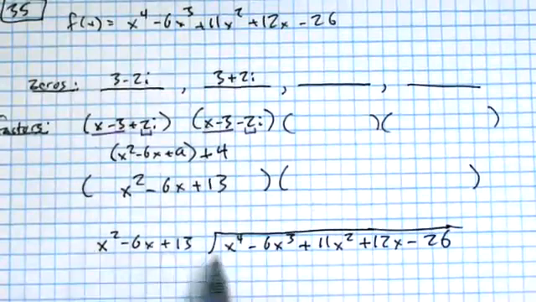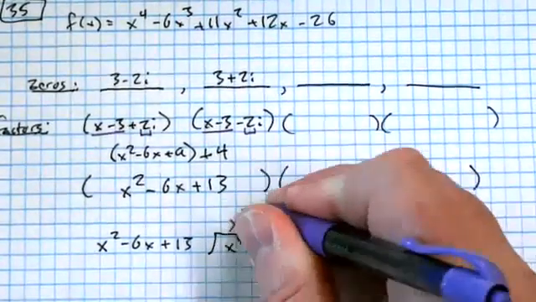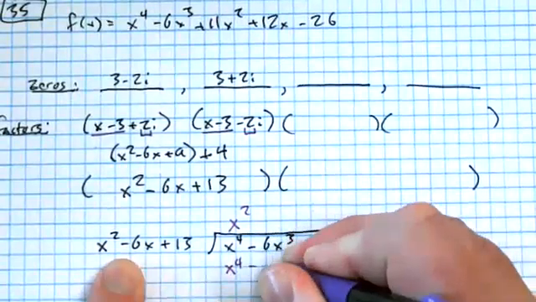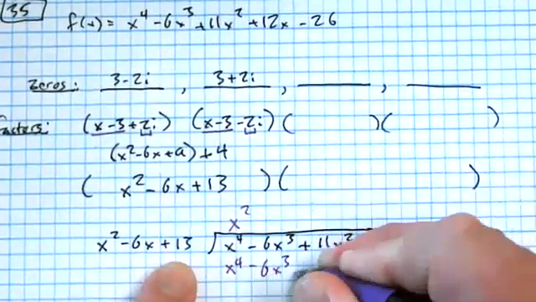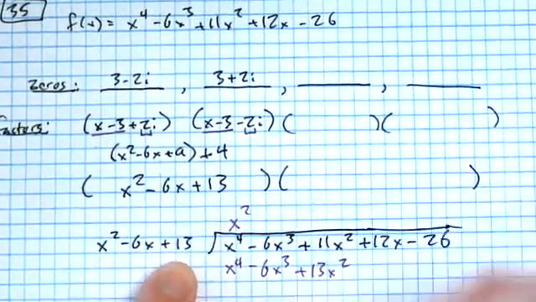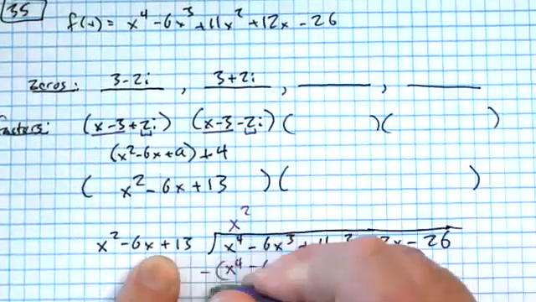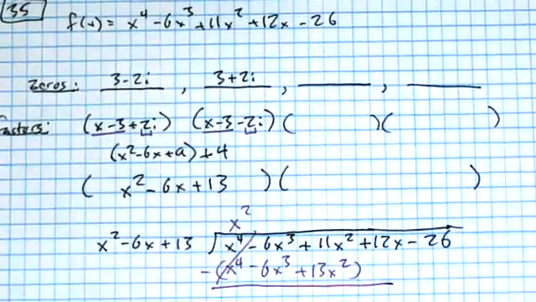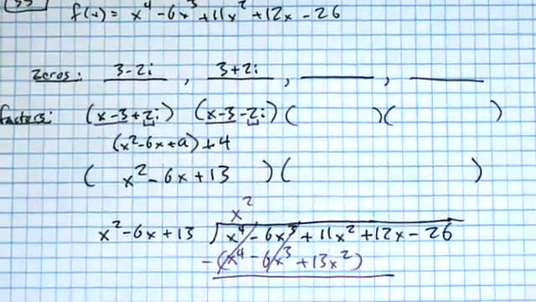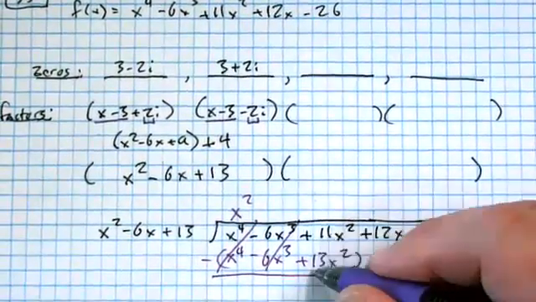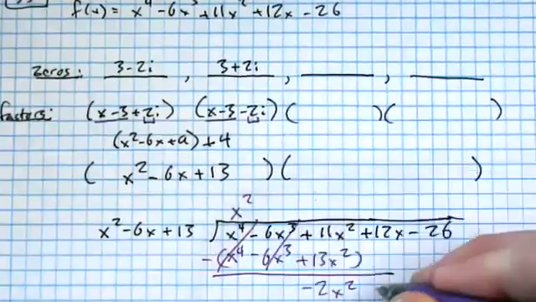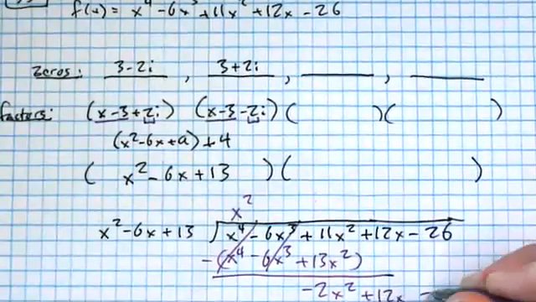So x squared goes into x to the 4th, x squared times, multiplying gets me x to the 4th minus 6x to the 3rd plus 13x squared. And then we subtract that. I should see the first term cancel. It does. Yay. Ooh, the second term cancels too. That's nice. And then 11 minus 13 would give me negative 2x squareds. Bringing down the rest of it.